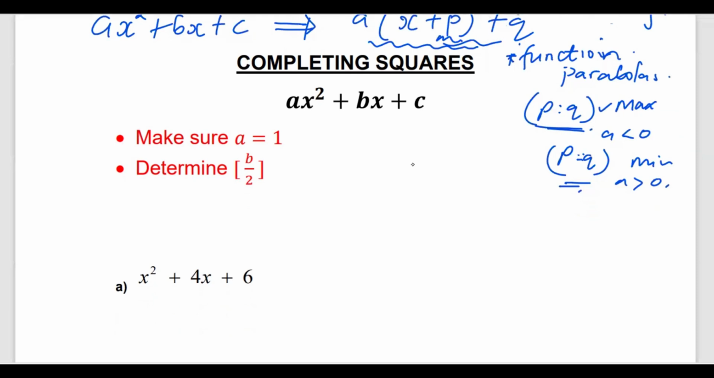So step number one, we always make sure that our A is 1, so we can make this A 1 only if we can factorize out whatever we have. So remember, this is an expression. There are no equal signs, so we can hardly do the division. If the equal signs are there, we can well and good go ahead and do the division. Then step 2, we shall have to determine the half of B. In other words, whatever will be left here after taking out the A, or after making A 1, we must get a half of it. And then after getting that half of it, we need to square it.